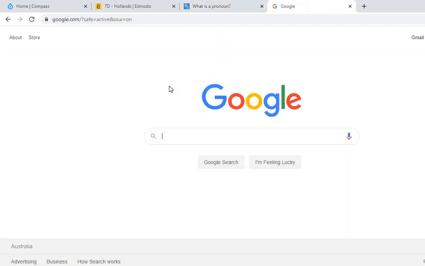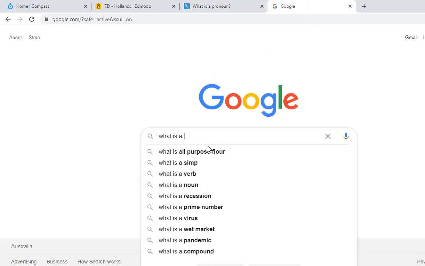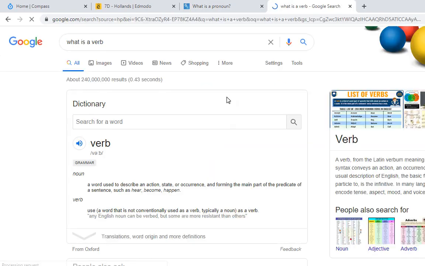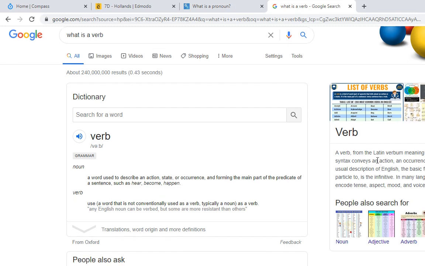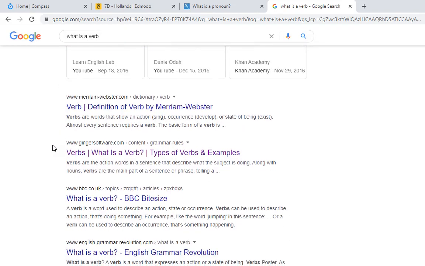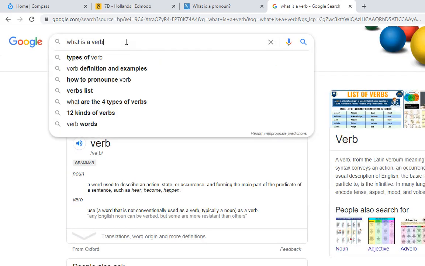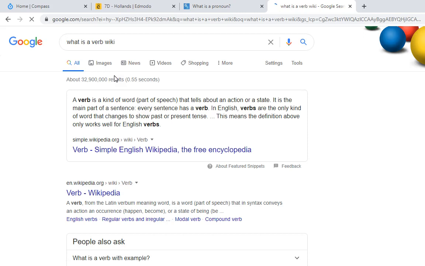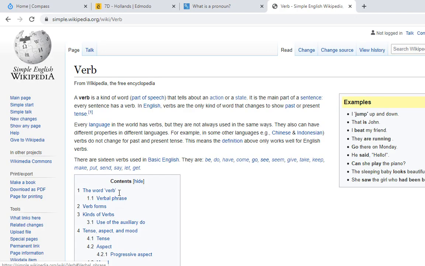Now I'm going to switch over to Google this time. What is a verb? Now Google will always give you a straight up definition. And we've got something else here from a high hit web page. Let's see if I can find Wikipedia, because Wikipedia is my friend. Okay, so this is Wikipedia. Let's see what Wikipedia has to say about verbs.